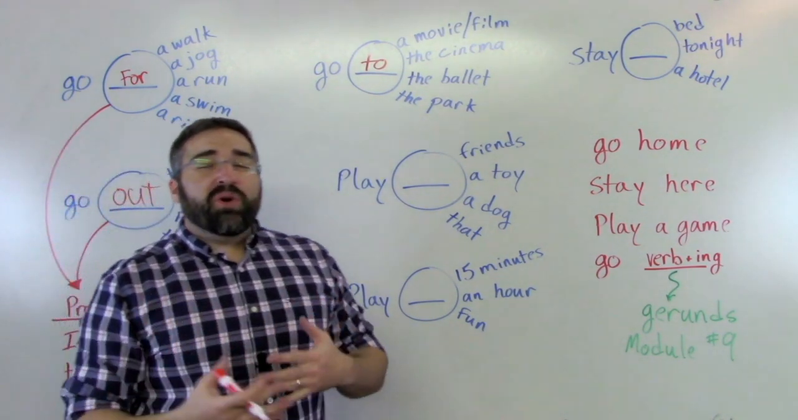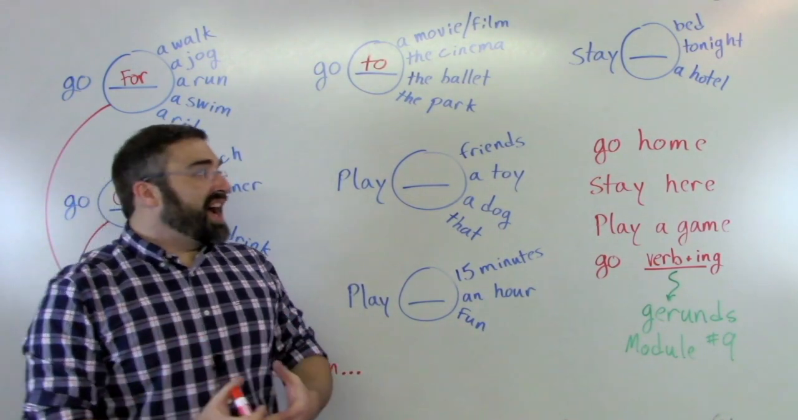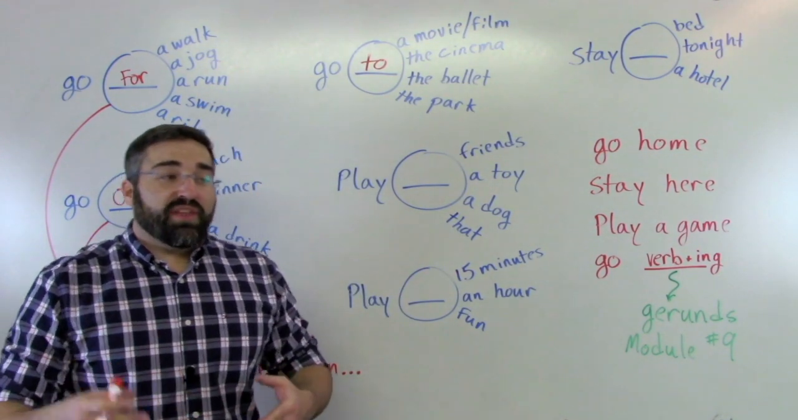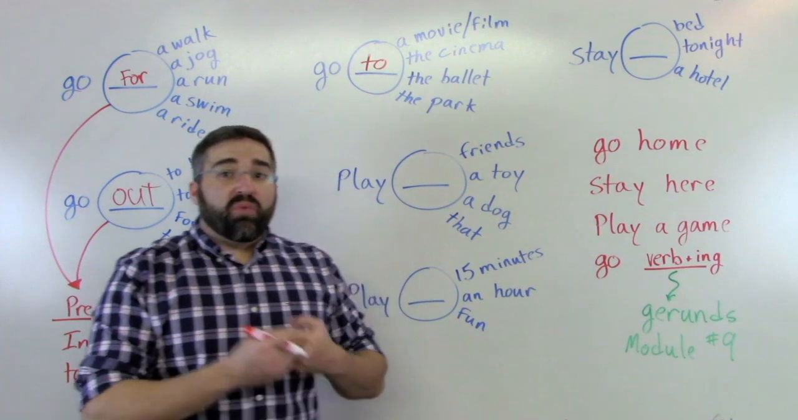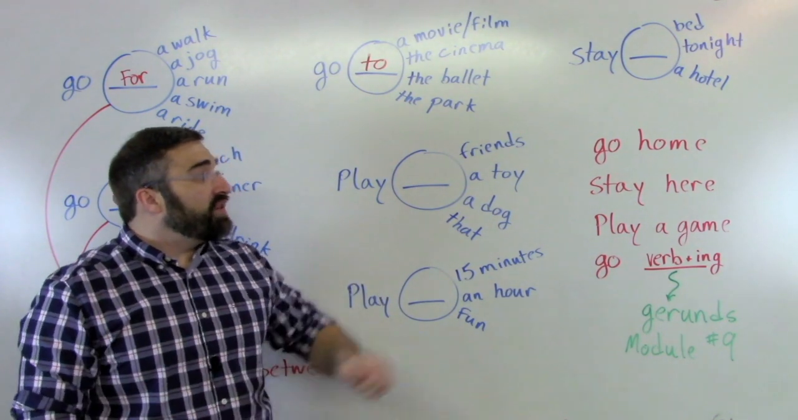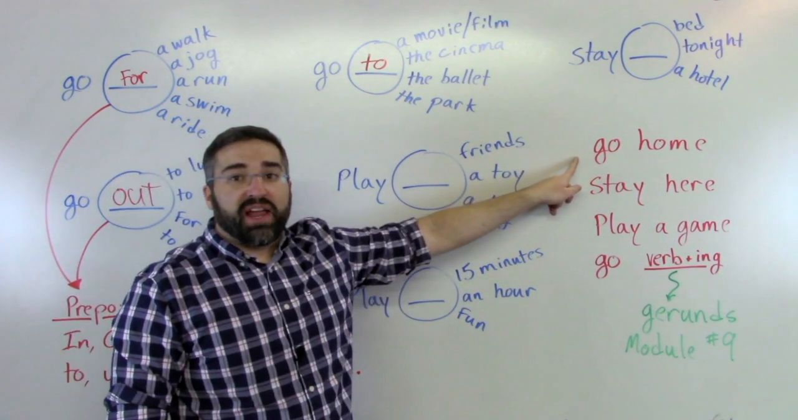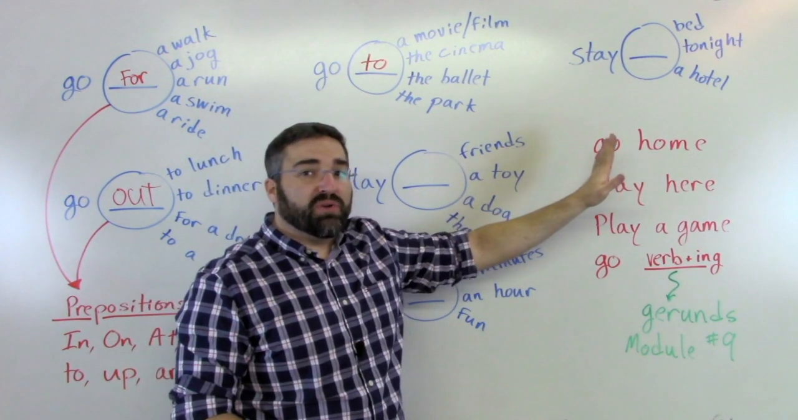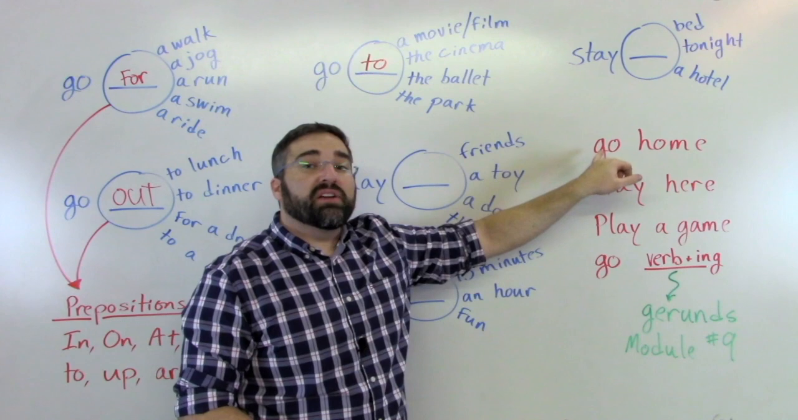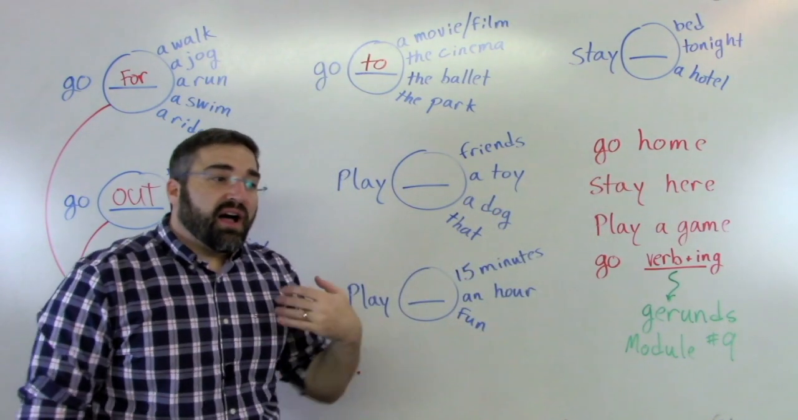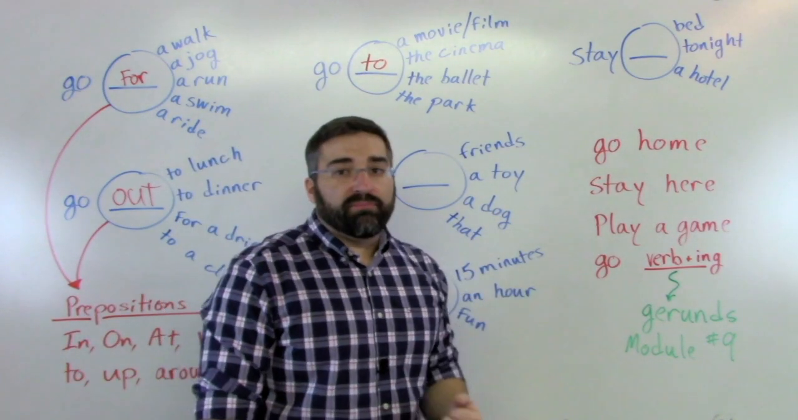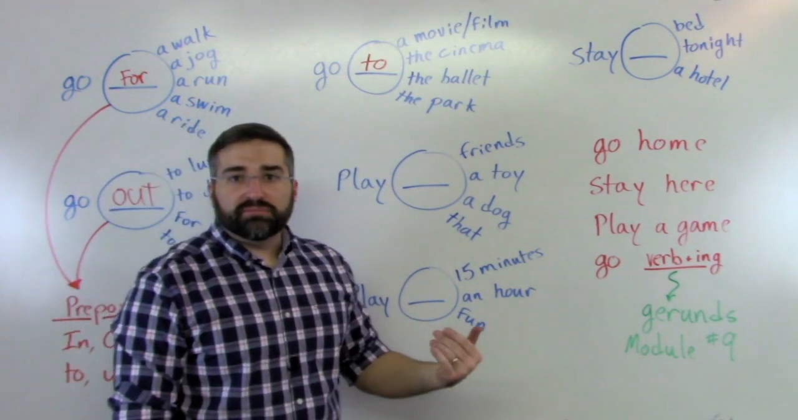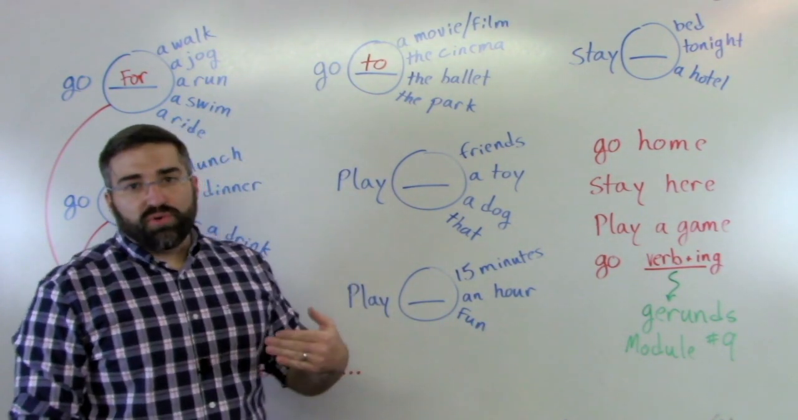park. Almost every single time that we use go with a place, we use go to. However, we have one exception right here. We never say go to home, right? We don't say go to home. We say go home. I want to go home. What will you do after work? I'll go home, and not go to home.